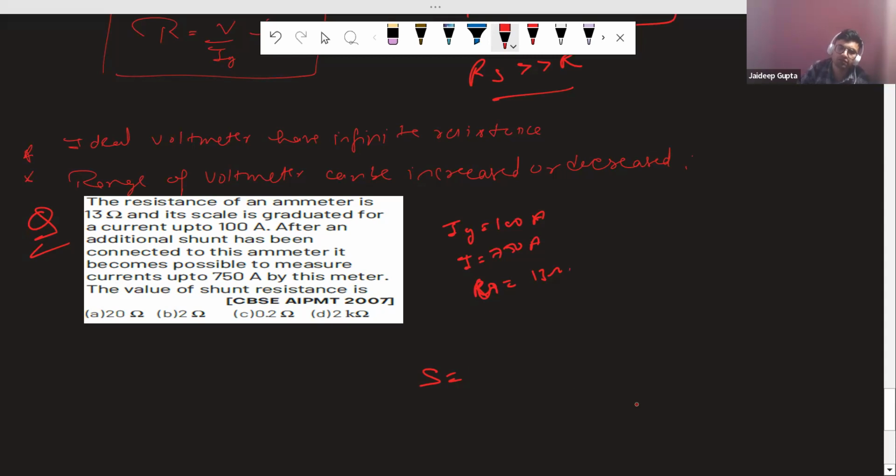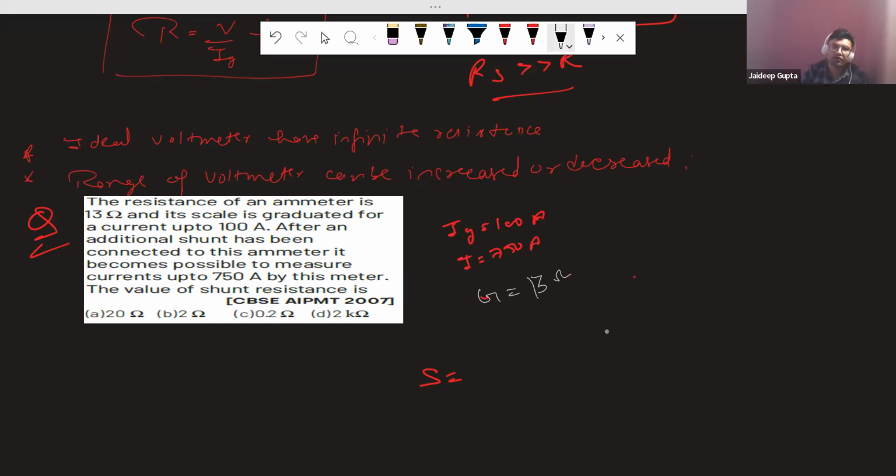Aksha, Parhat, let me know the formula. S equals to, let me know the formula. Parhat, Alan, write the formula. Alan, let me know the formula. Alan, what is the formula to calculate the shunt in an ammeter?